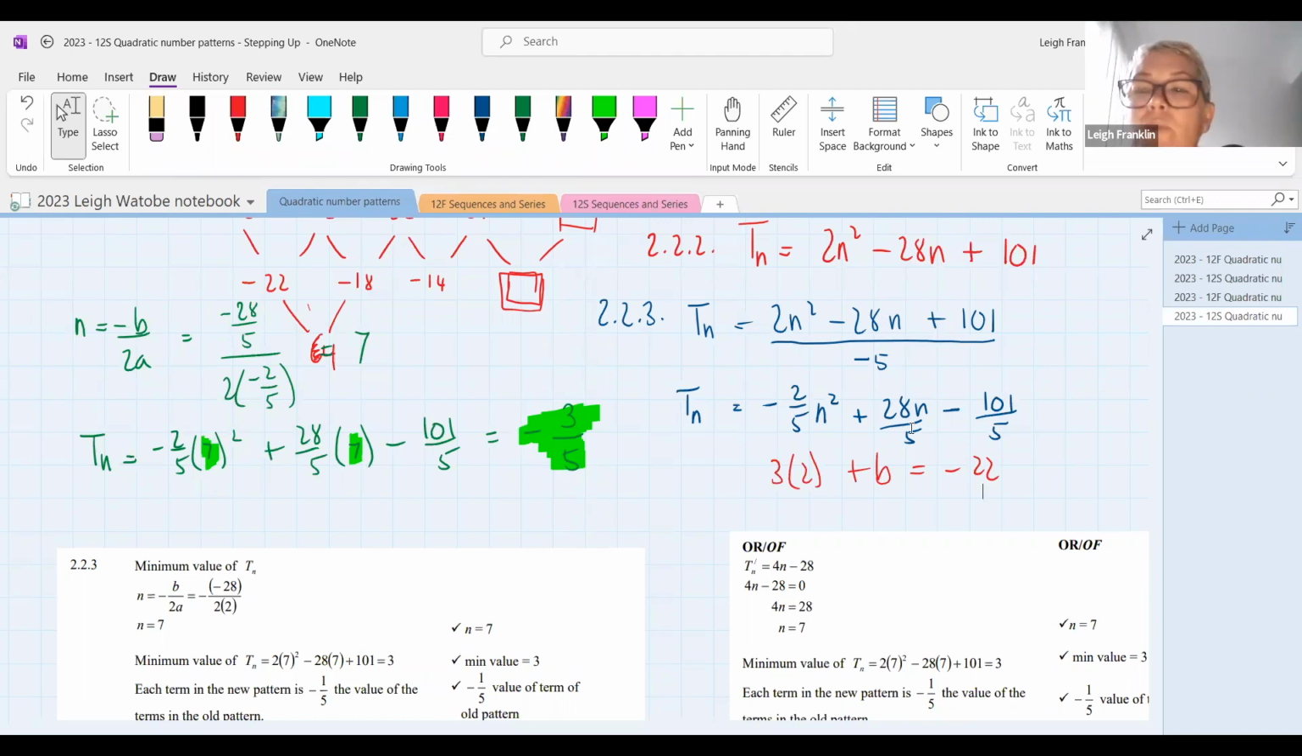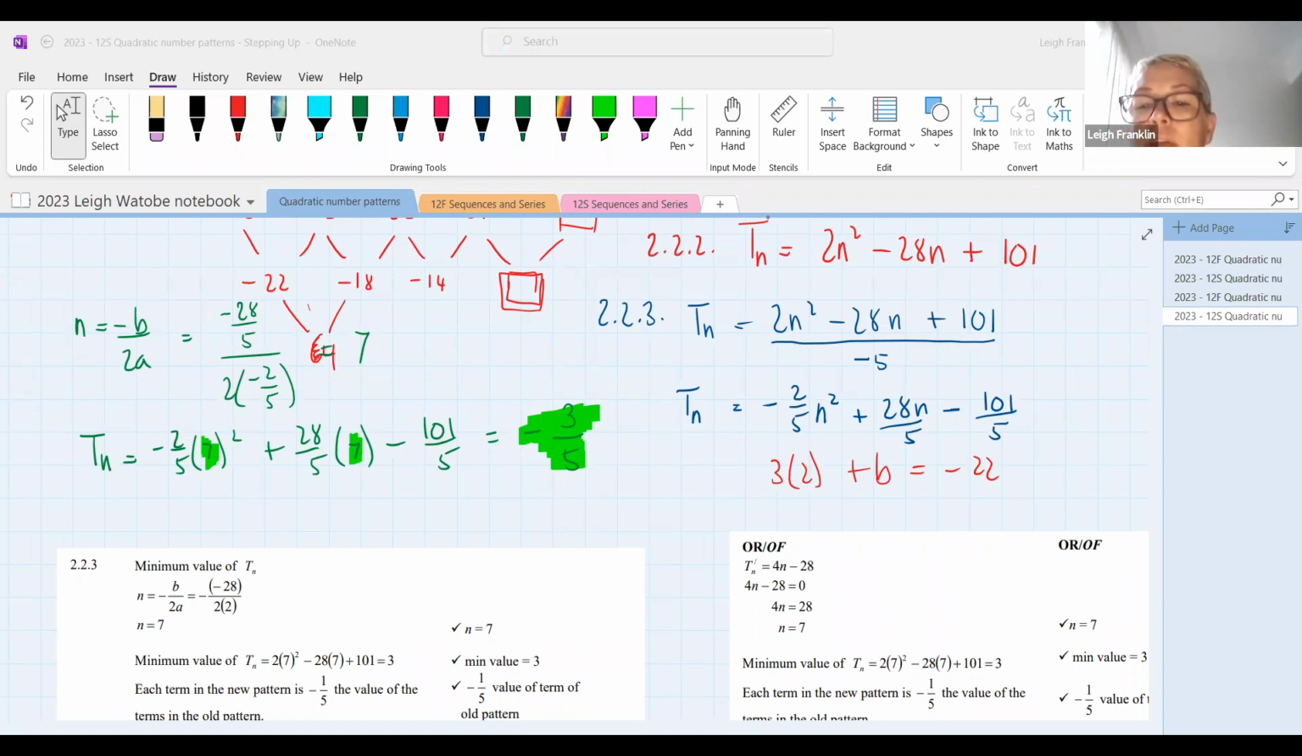Mbali, sorry, one second. Mbali, no. A quadratic pattern cannot have a constant first difference. If a pattern has a constant first difference, it can only be a linear pattern. All quadratic patterns have a first difference that's linear and a second difference that's constant.